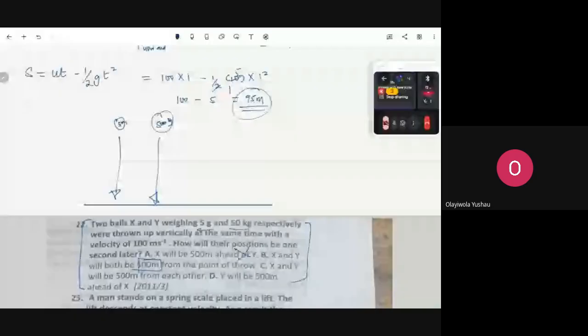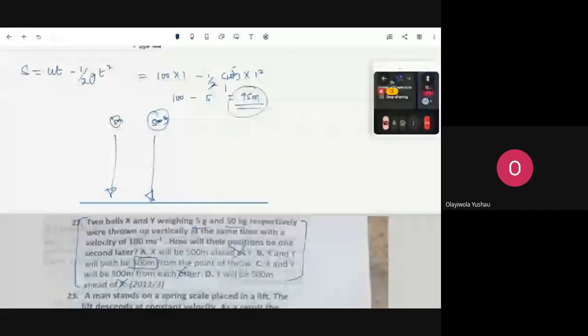So option A says X will be 500 meters ahead. X and Y will both be 500 meters from the point of flow. This is the correct answer. They are going to be at the same place at the same time. It does not require that you solve anything. It's correct.